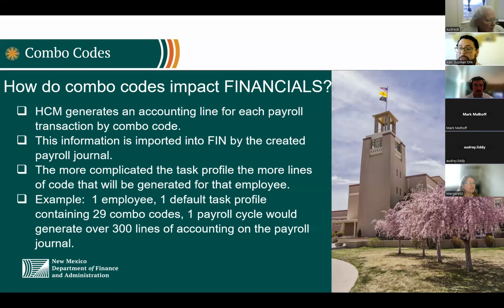As an example, say you have one employee, one default task profile containing 29 combo codes, which shouldn't be the case anymore because it's limited to 6. But before, there were some that had up to 29 combo codes. One payroll cycle would generate over 300 lines of accounting on the payroll journal. So just to show you, and again, I know Audrey kind of broke that down earlier as well.